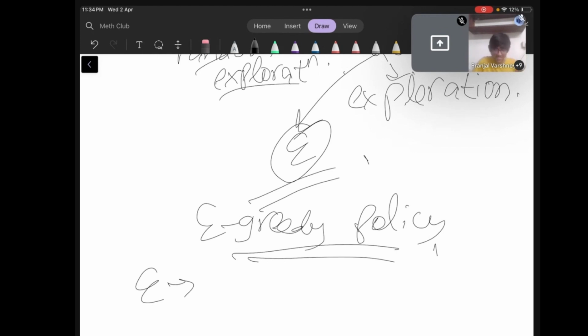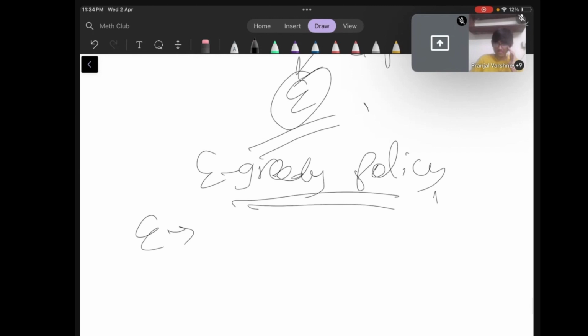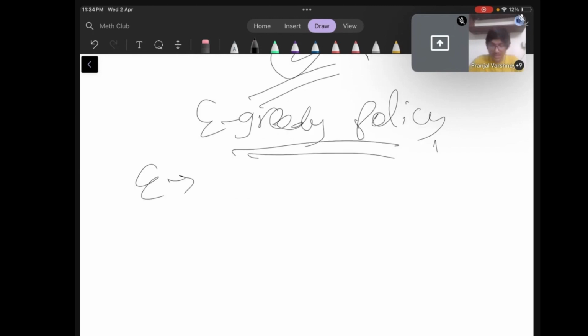So do you guys understand this optimization for reinforcement learning? Anyone? Can you explain the first one again?